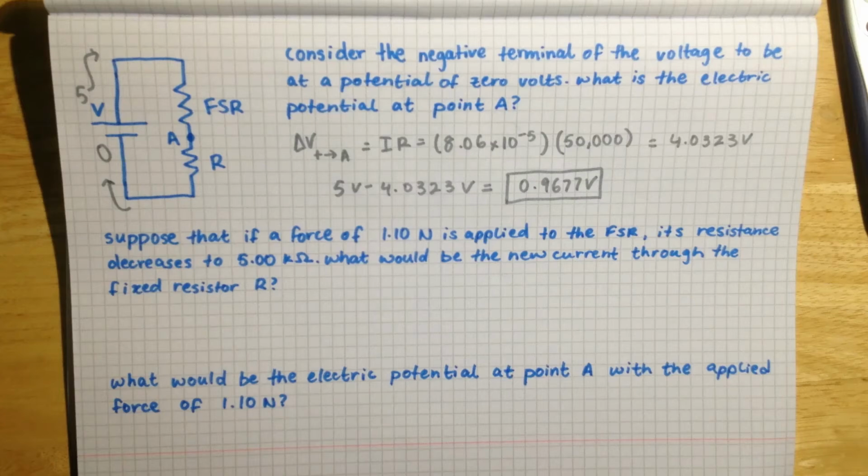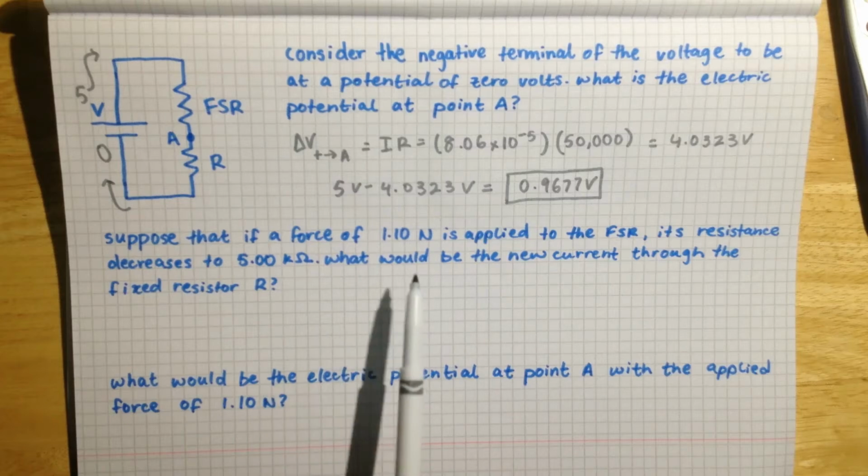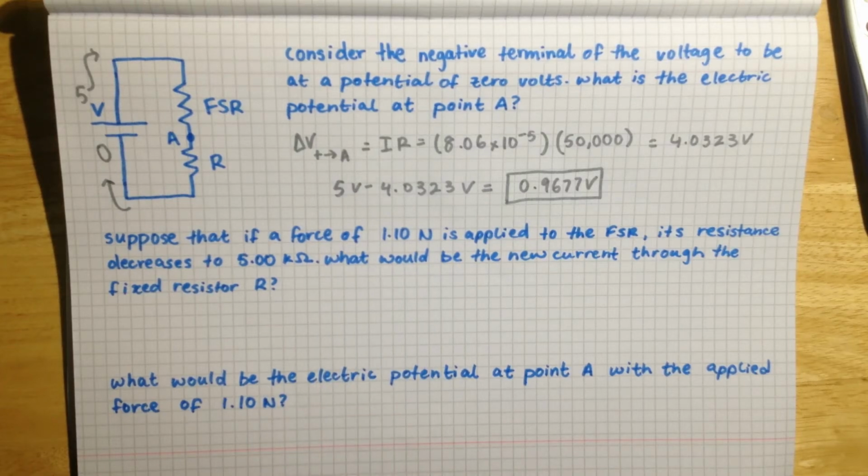So next it says, suppose that if a force of 1.10 newtons is applied to the FSR, its resistance decreases to 5 kiloohms. What would be the new current through the fixed resistor R? So first off, we can just ignore this number over here because they have already told us that because of this new force that is being applied to the top resistor, the resistance is decreased to 5 kiloohms. So we don't have to do any calculation related to force.